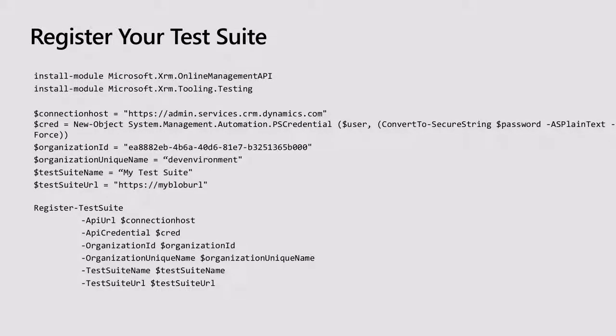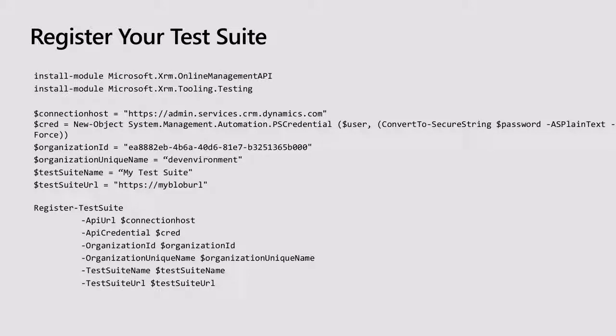So, registering the test suite, hopefully it's not too small. The first part is essentially just the setup. You install the online management API module, as well as the XRM tooling testing module. And then at the top, you'll see connection host, organization ID, unique name, test suite name, test URL. Those are just the parameters that need to be set up. Now, most of these are probably self-explanatory. The connection host is basically the admin API within the region that you're working.